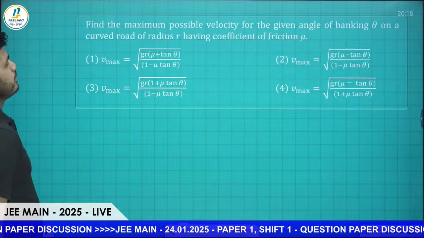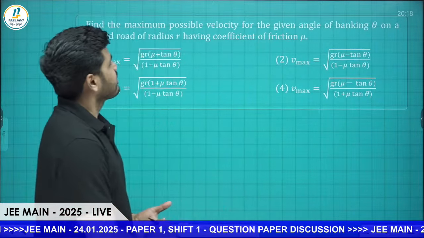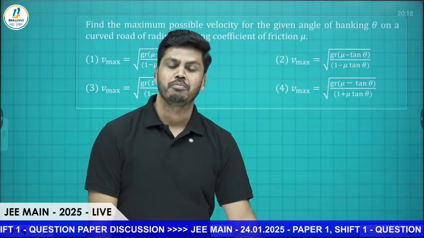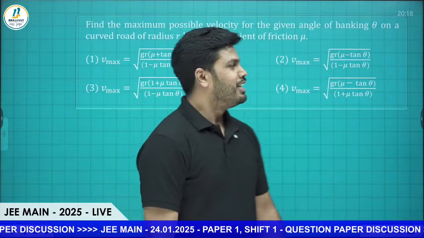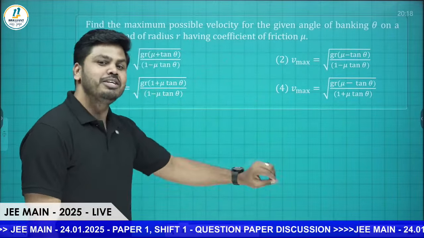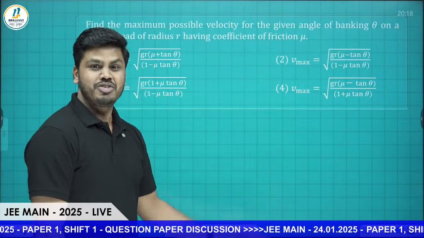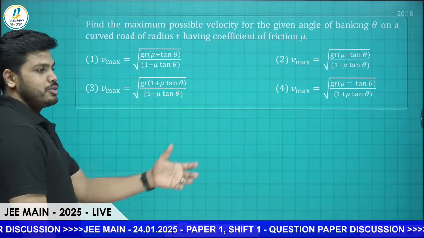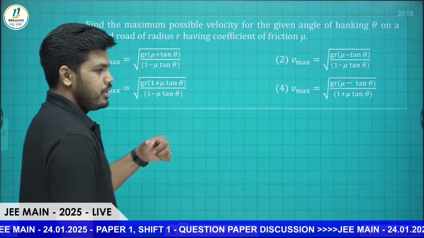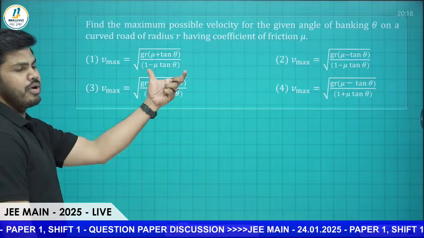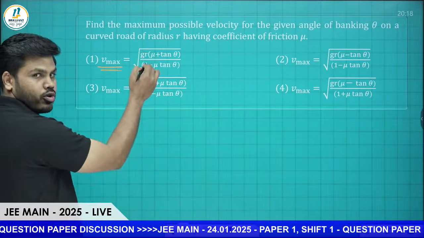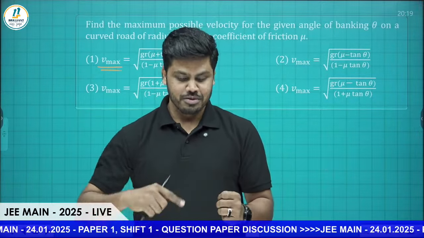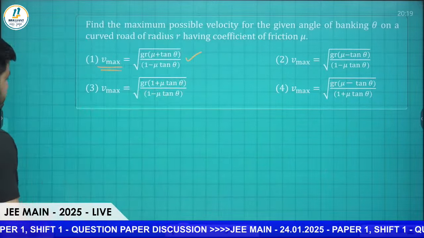Fine. Next one. Find the maximum possible velocity for the given angle of banking theta on a curved road of radius r having coefficient of friction mu. I have nothing to say about this question. You are asked to find the safe turn speed on a banked road, right? Just the equation. We need Vmax, maximum velocity, the safe turn speed on a banked road. Can you tell me what could be the option for this one? Vmax is equal to root of g r into mu plus tan theta divided by 1 minus mu tan theta, right? So if you remember the equation, just select it and keep going. Fine. Go to the next one.